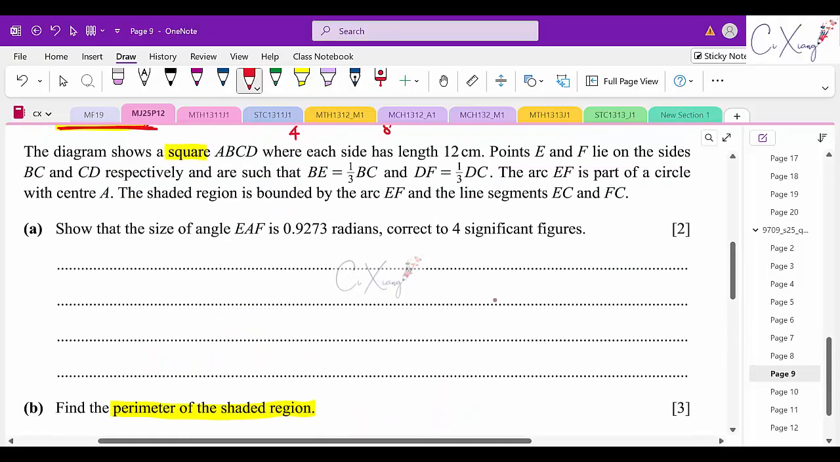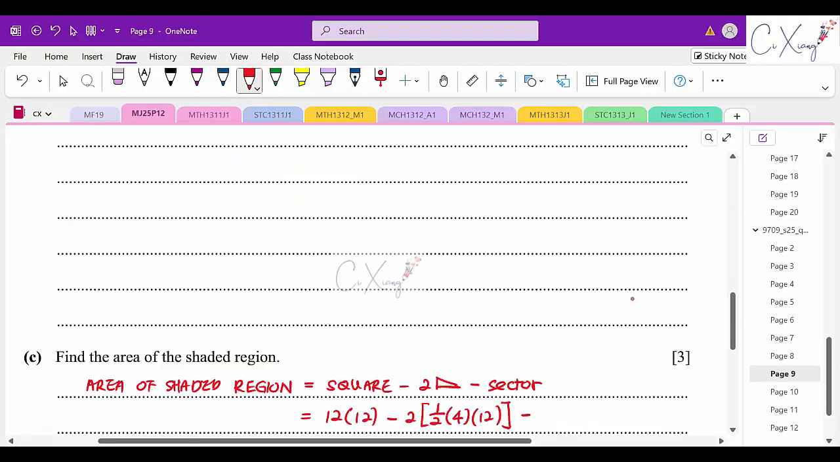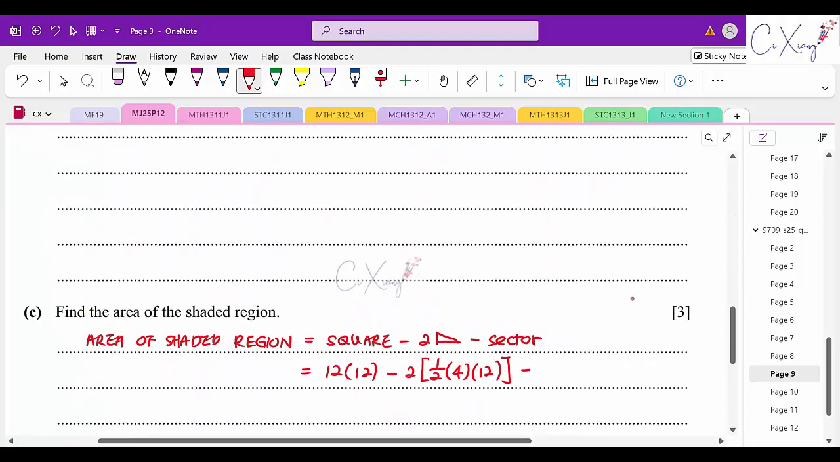So what is the sector that we get just now? We already get the area of the sector just now, which is this one. So for me, I will put in the long value. Right, so the long value that I get just now is 27.729 and so on.